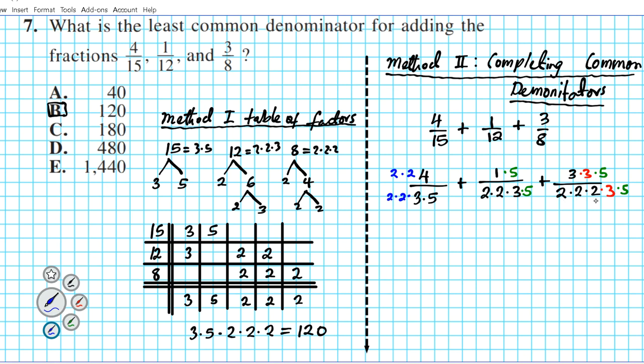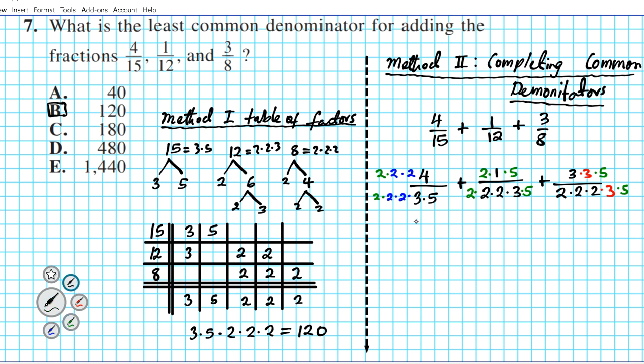This has 3 2's, so every denominator should have 3 2's since this is the last one, okay? All right, so this one has only 2 2's, no good. We need to multiply it by another 2, so it matches the last fraction. And this has only 2 2's, so we need to multiply it by another 2 so that it matches the last fraction. All right, so you notice now the denominators are common, okay? And that is the LCD.